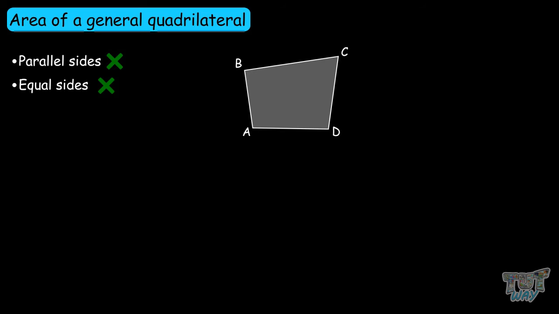In order to find the area of a general quadrilateral, we divide the quadrilateral into two triangles by drawing a diagonal, any diagonal. And then we find the area of these two triangles to find out the area of the general quadrilateral.